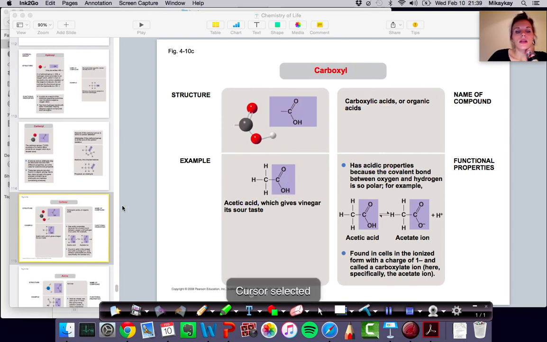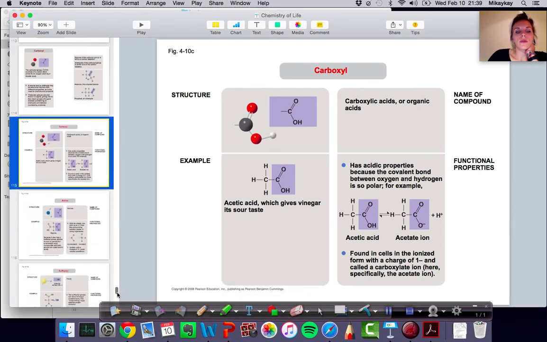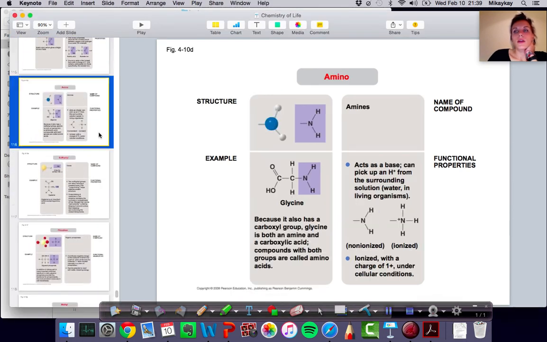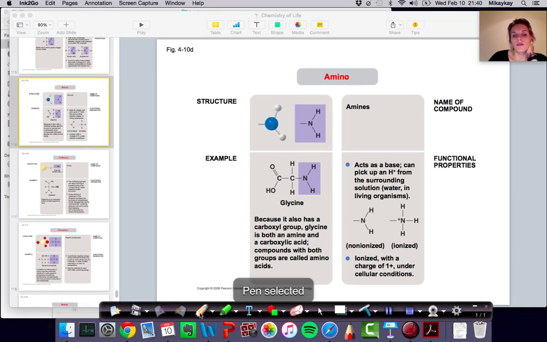Moving along, we have 7 in total, so we have another 4 to go. Another important type of functional group is the amino group, which is different from the amide. The amino group has an NHH. So you have a nitrogen that's attached to a carbon and to 2 hydrogens. And these are found in our amino acids, right?